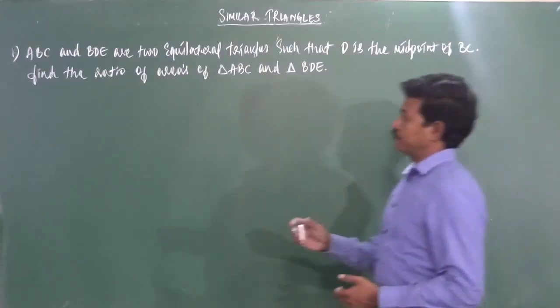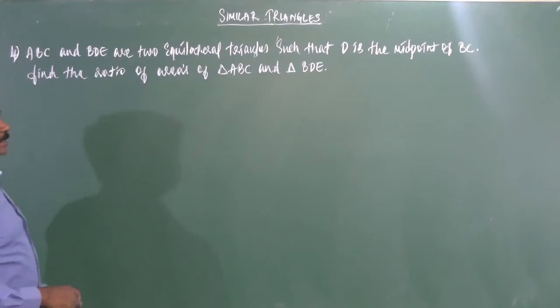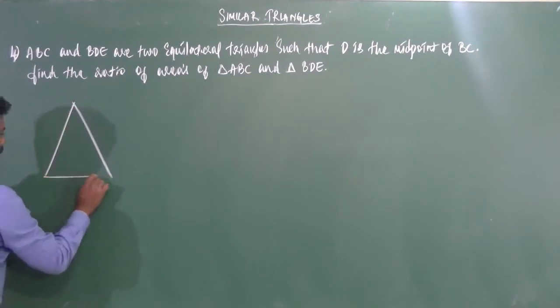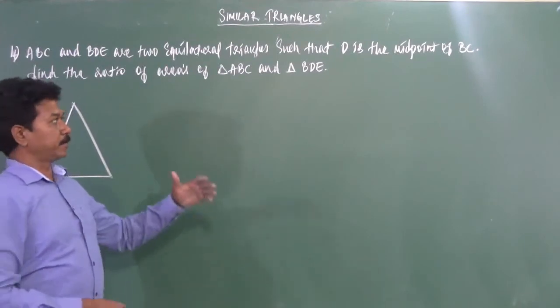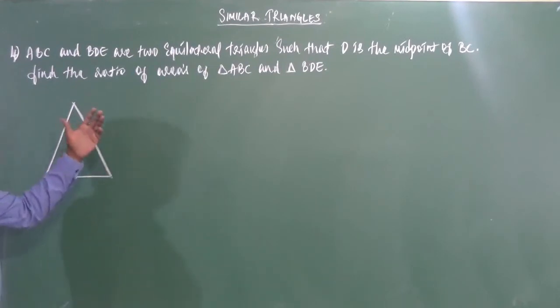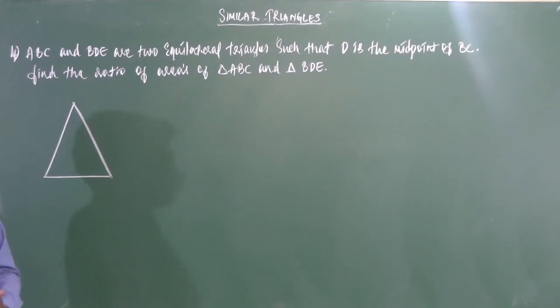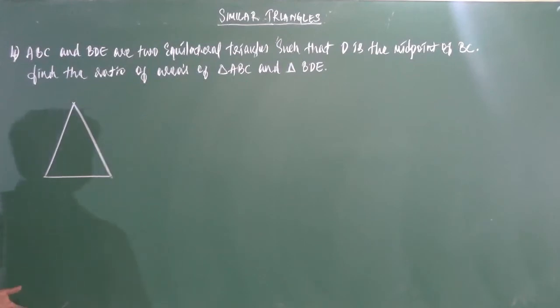Now let us get into the fourth problem. Very important. ABC and BDE are two equilateral triangles such that D is the midpoint of BC. So let us draw the diagram. In the textbook this problem is given as a multiple choice. Let this problem be asked for multiple choice, as also it can be asked for 2 marks. So I am considering this problem as a 2 marks problem, and then I am going with the procedure. If it is asked for 1 mark, you directly take the result and you can go with the answer.